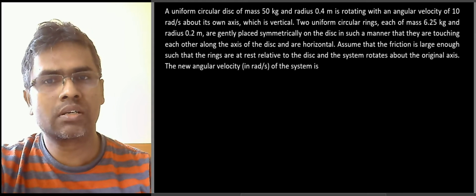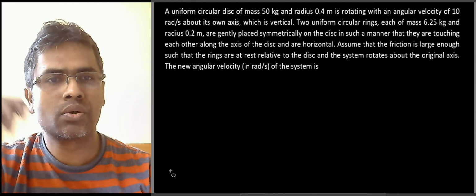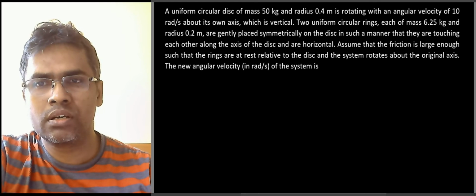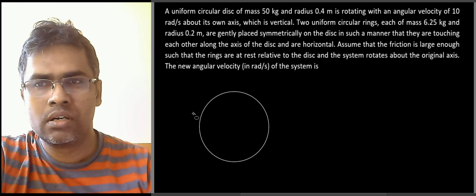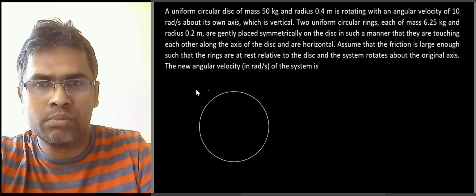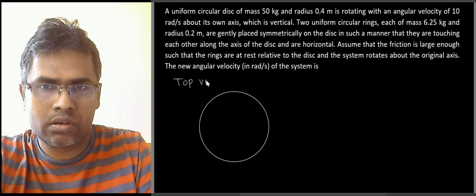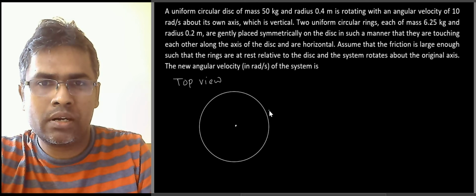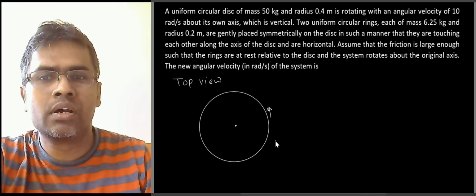A uniform circular disk of mass 50 kg and radius 0.4 meters is rotating about its own axis, which is vertical. So here, if we take the disk, so this is the disk. Let's imagine that we are looking from above. So this would be the top view, and the axis is coming out of the board. And let's say the disk is rotating in the counterclockwise sense with an angular velocity of 10 radian per second.